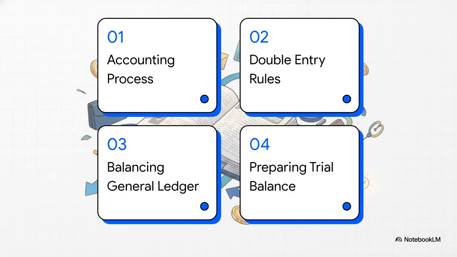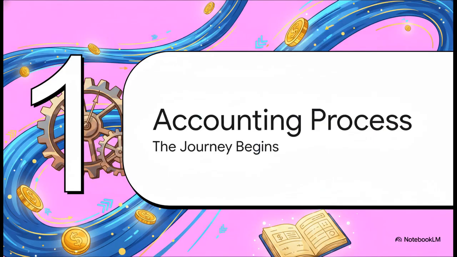Here is a quick roadmap for the journey of a transaction. We're hitting 1, the accounting process, 2, double entry rules, 3, balancing the general ledger, and 4, preparing the trial balance. Okay, section 1, the accounting process. The journey begins. Let's map out exactly where a business's money starts its journey.